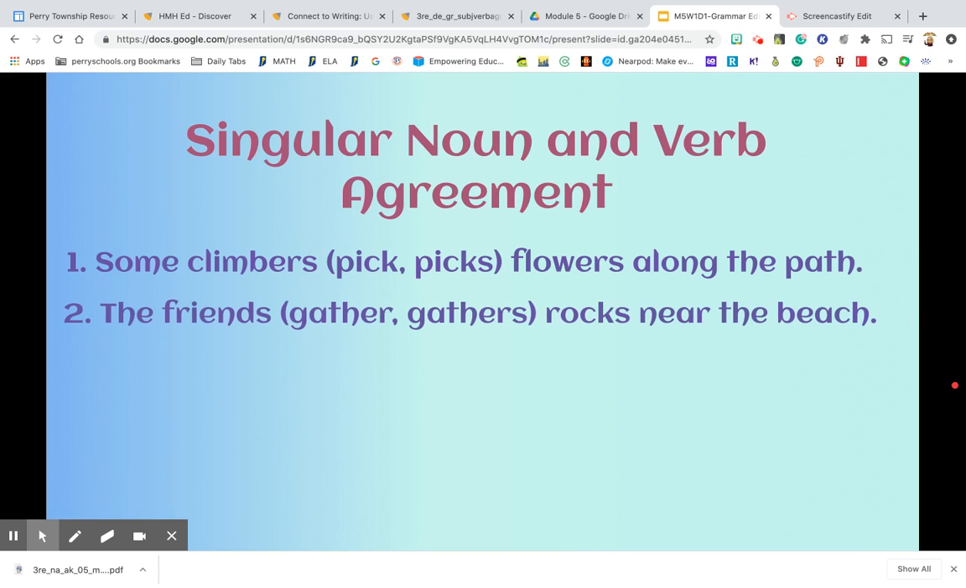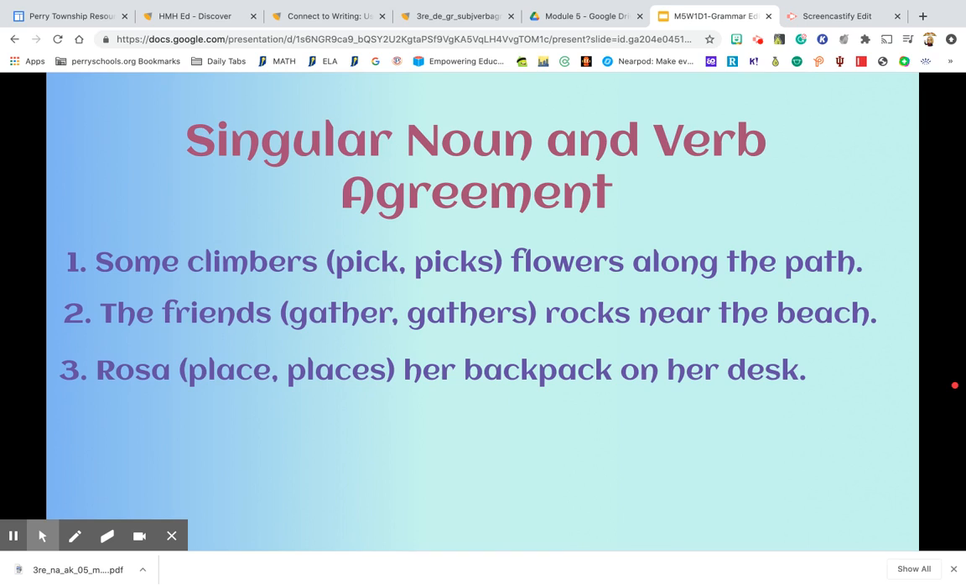Number 2, the friends gather or gathers rocks near the beach. You should have picked gather. The friends is a plural noun, so we need the plural verb, which is gather. Number 3, Rosa place or places her backpack on her desk. You should have picked places. Rosa is a singular noun, so we need the singular verb places.